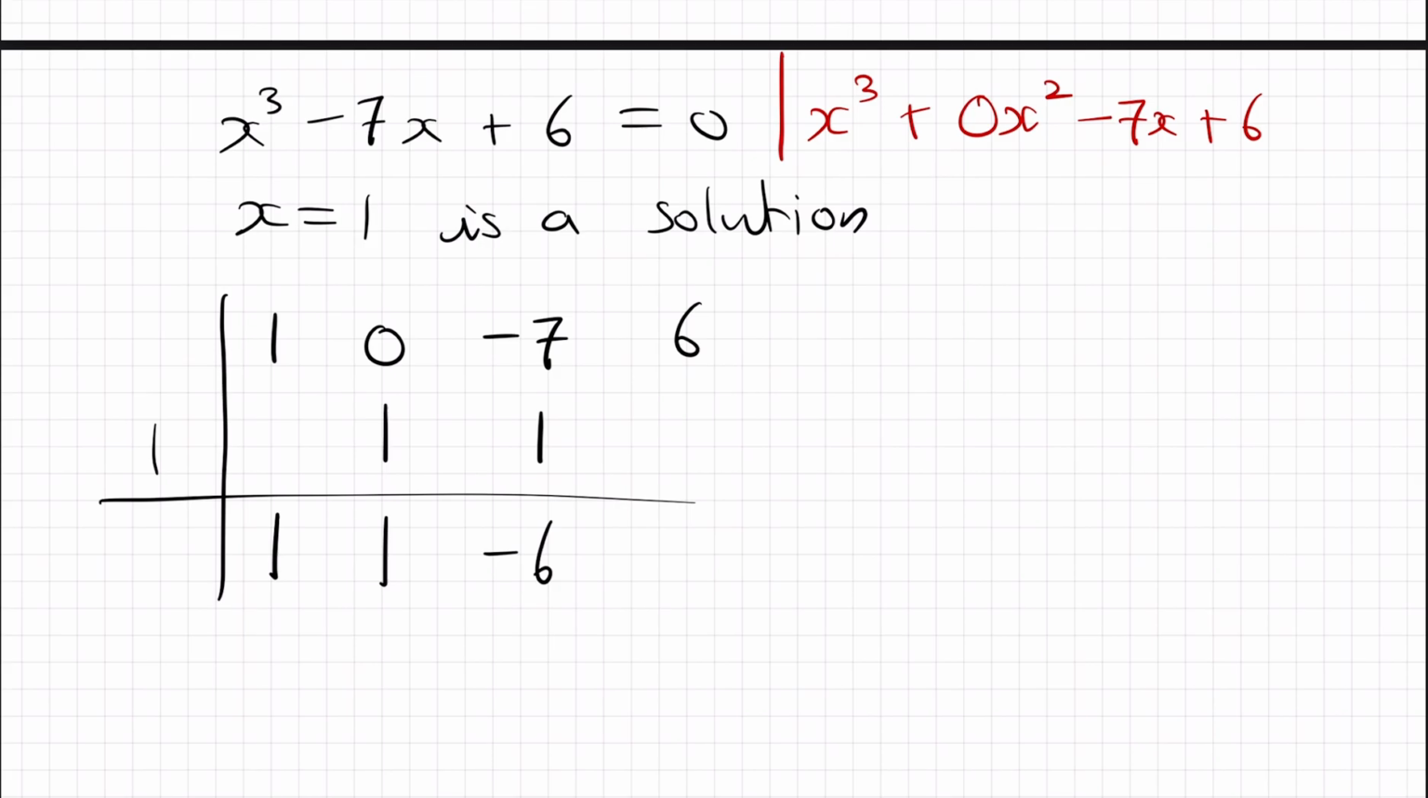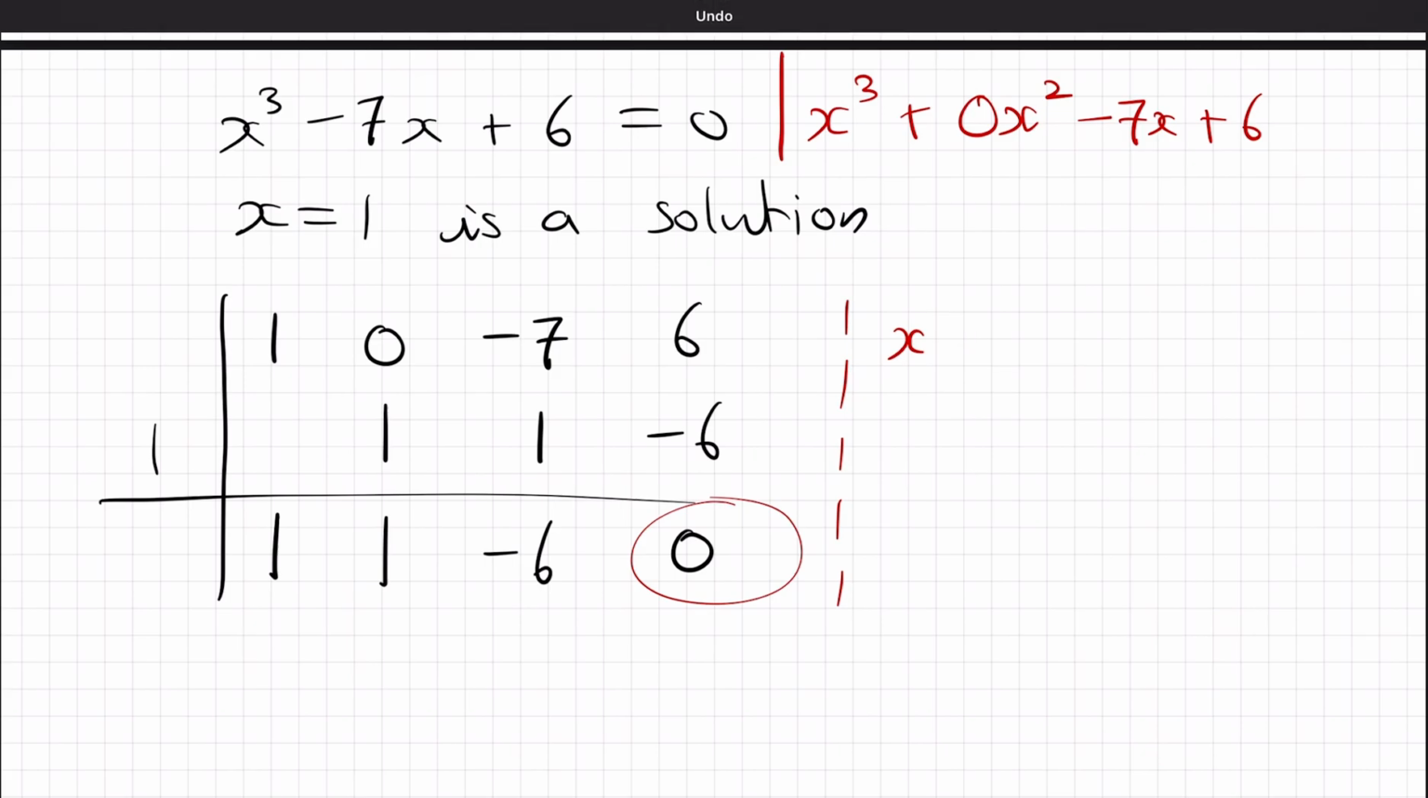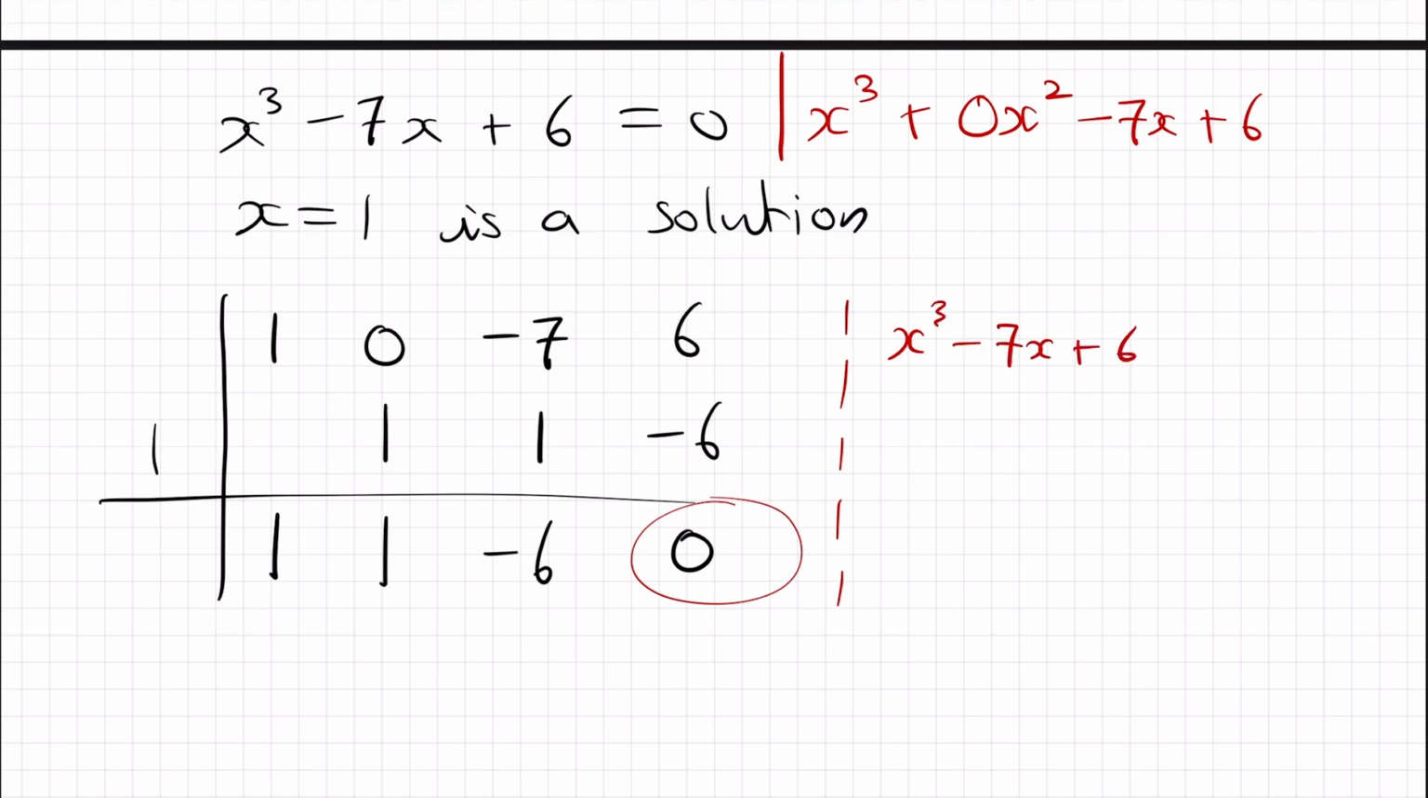Now for the last time, we do this. Minus 6 multiplied by 1, and then move the result over to here. So minus 6 times 1 is still minus 6. Put this over there, and we add this, and that gives us 0. This last digit over here represents the remainder. So the calculation we've just carried out is x cubed minus 7x plus 6 all over x minus 1, since this is the factor which we're taking out.